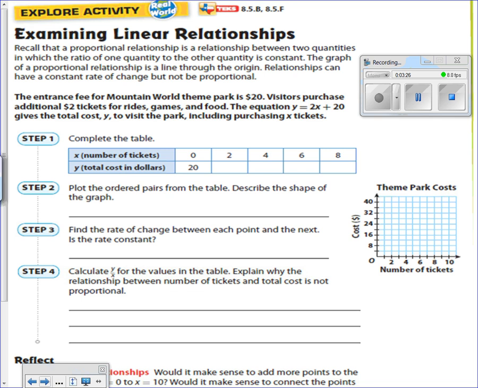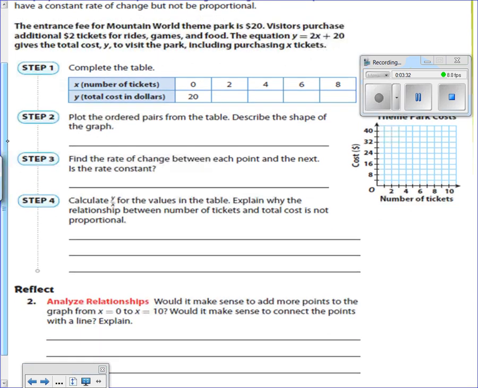So let's take a look at that. The entrance fee for Mountain World Theme Park is $20. Visitors purchase additional $2 tickets for rides, games, and foods. The equation y equals 2x plus 20 gives the total cost y to visit the park, including purchasing x tickets. So we've got the entrance fee and then $2 a ticket. So the entrance fee is $20, $2 times each ticket, which is represented by x. So number of tickets 0, 2, 4, 6, and 8. We work those out through the equation.